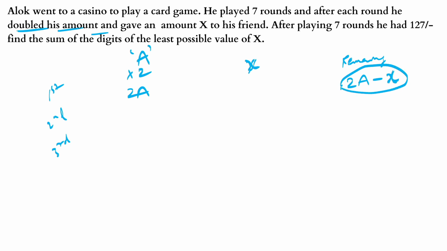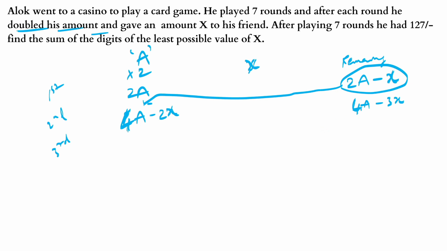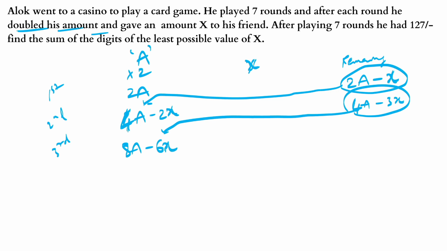Again, he is investing this 2A minus X here. And he doubled that. So 2A becomes 4A, 4A minus 2X. Now from this 4A minus 2X, he again gave X to his friend. So 4A minus 2X minus X becomes 4A minus 3X. Again he is investing this here in the third round, and he is doubling, so he is making it 8A minus 6X, and he is giving X part to his friend. So this will be 8A minus 7X, right?